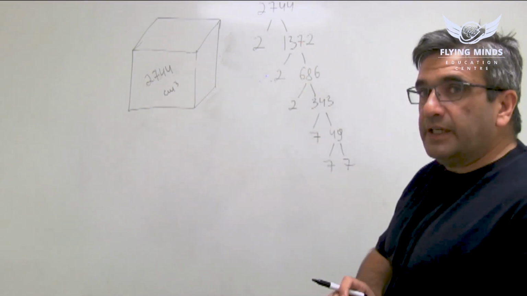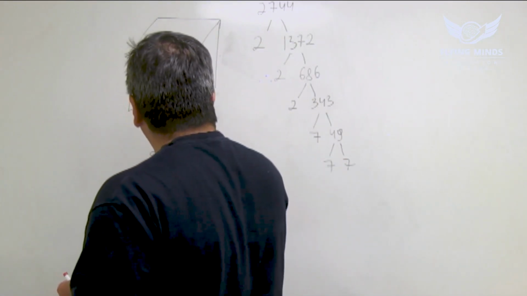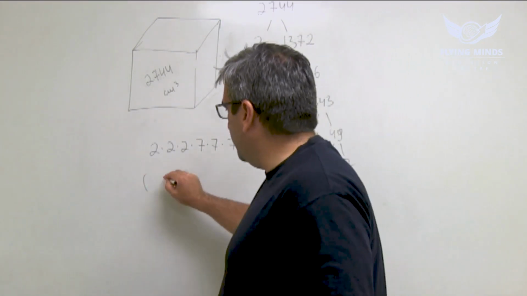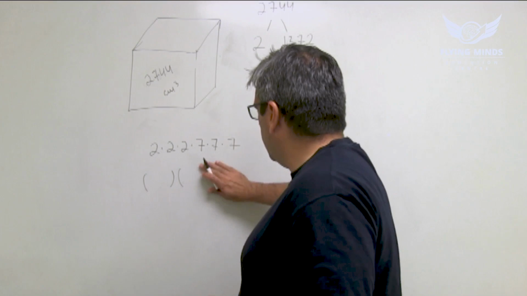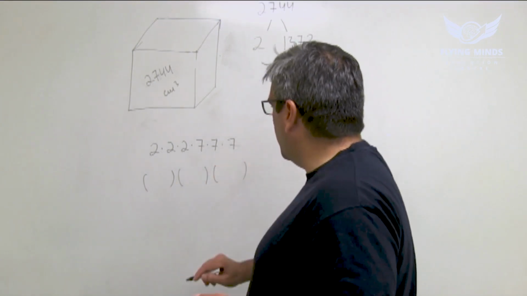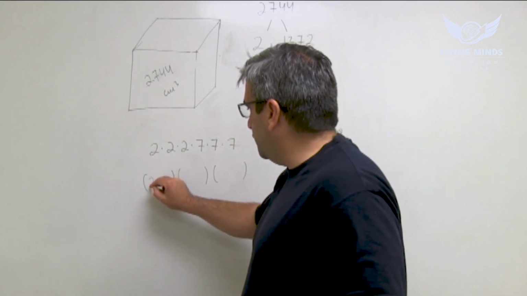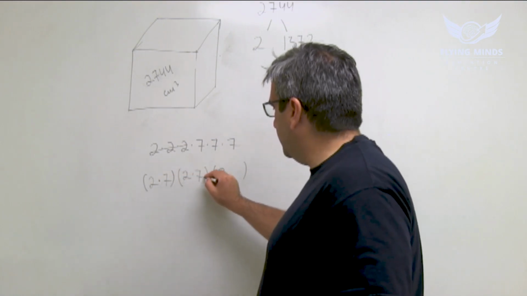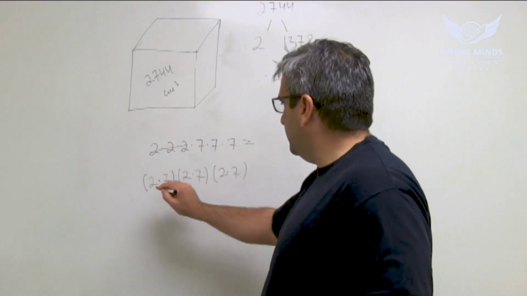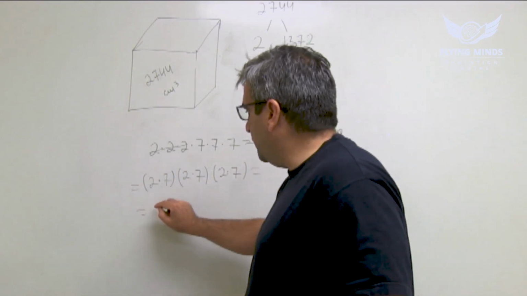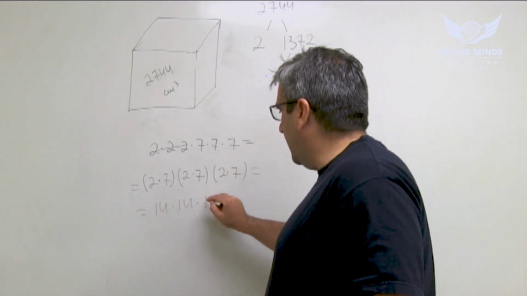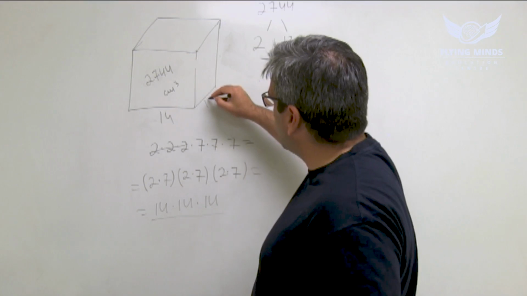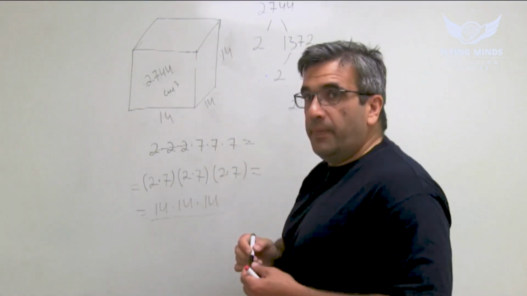So here are our prime factors: 2 times 2 times 2 times 7 times 7 times 7. And again, we need to group them into 3 groups with identical factors. So it will be 2 times 7. And what do we get? We get 14 times 14 times 14. Okay, so we have a cube with edge length of 14.